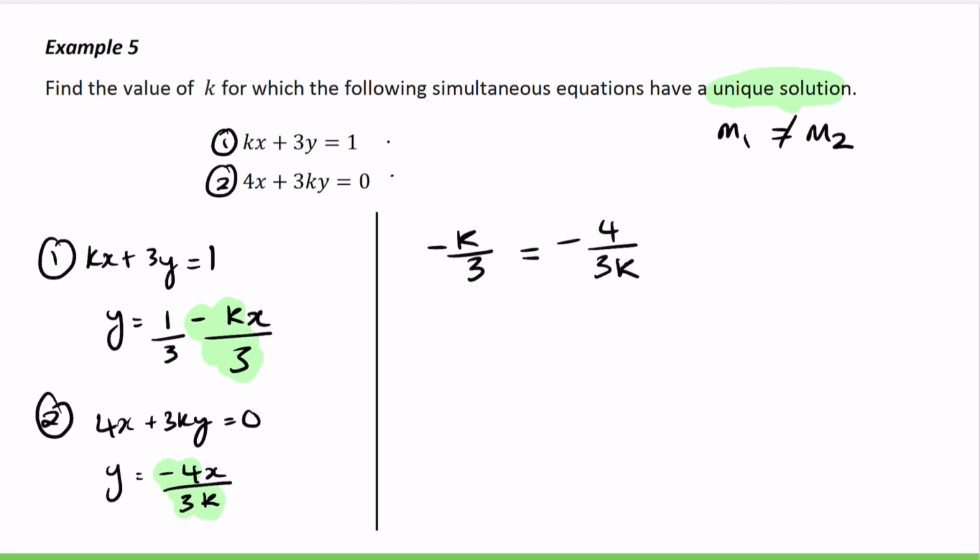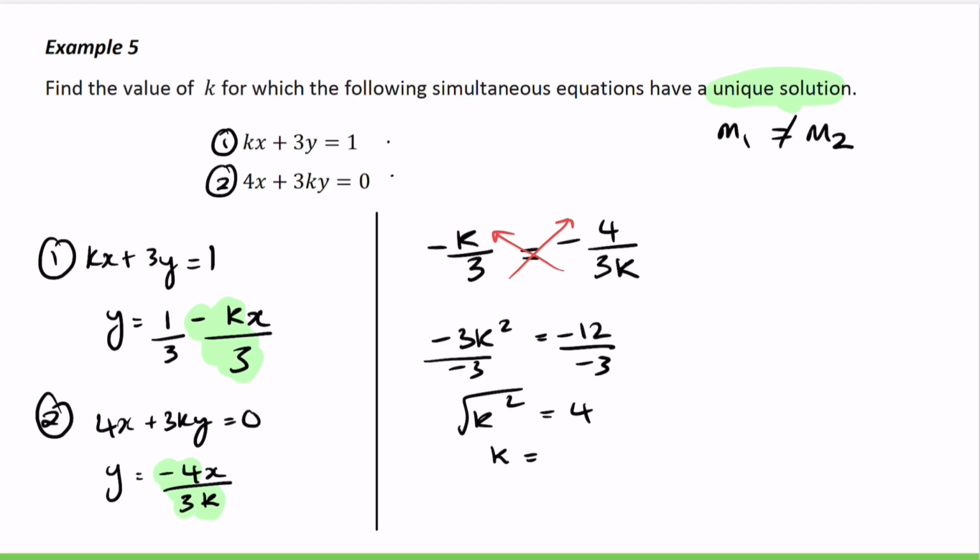What I'm going to do at this point is cross multiply. So take that to the top, take that to the top. So we've got negative k times 3k, so that'll be negative 3k squared. And then negative 4 times 3 is going to be negative 12. I'm then going to divide both sides by negative 3. So that will give me 4. I'm going to then take the square root of both sides, so then that's going to give me plus minus 2. So what this tells me is that when k is 2 or negative 2, the two gradients are equal to each other, which is exactly what I don't want.